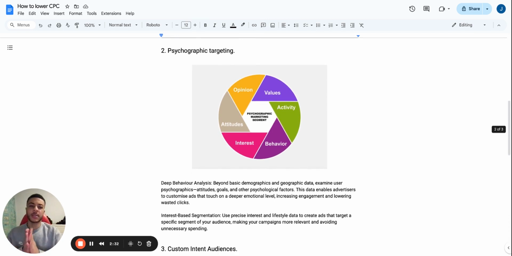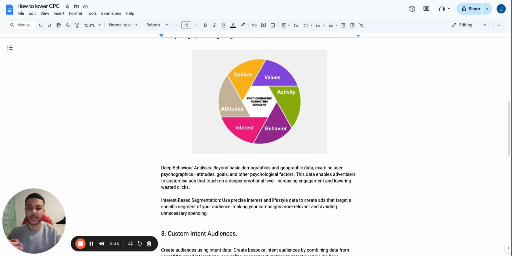Number two, this goes into a bit of psychology, but it is psychographic targeting. So it's creating a buyer persona, and then you want to use deep behavior analysis. So beyond basic demographics and geographic data, you want to examine psychographics, attitudes, goals, and other psychological factors. This data enables advertisers to customize ads that touch on deeper emotional levels, increasing engagement and lowering wasted clicks.